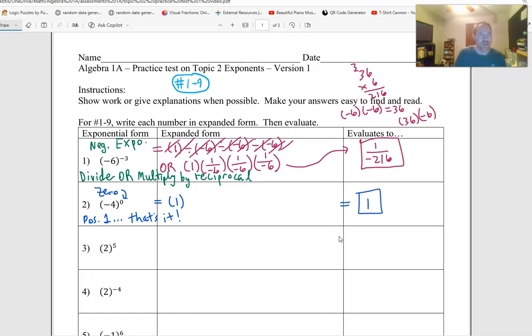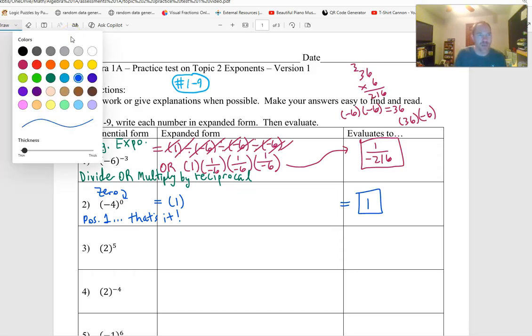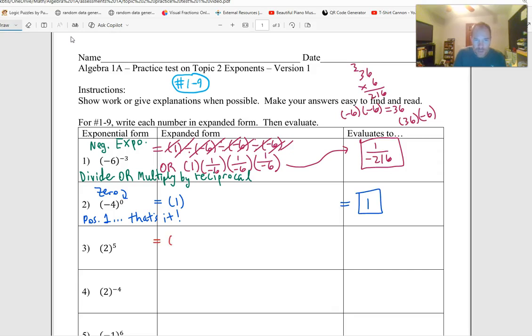Deceptively easy, perhaps. Number 3, we have a positive exponent, so this would be repeated multiplication. I can still start with a positive 1, but this time I'm going to write out that base of 2, 5 times. 1, 2, 3, 4, 5. There we go. And then to multiply that.